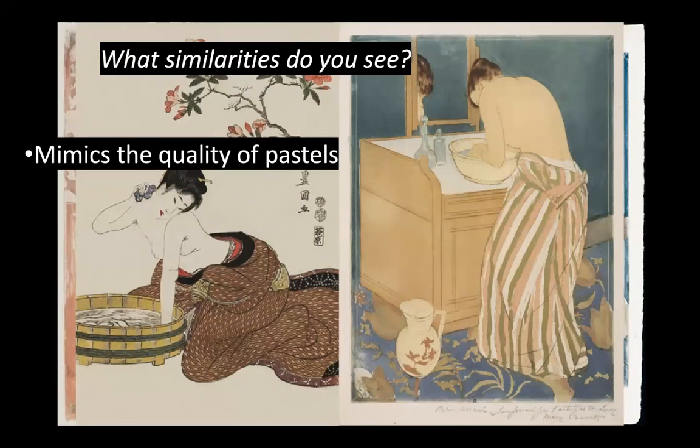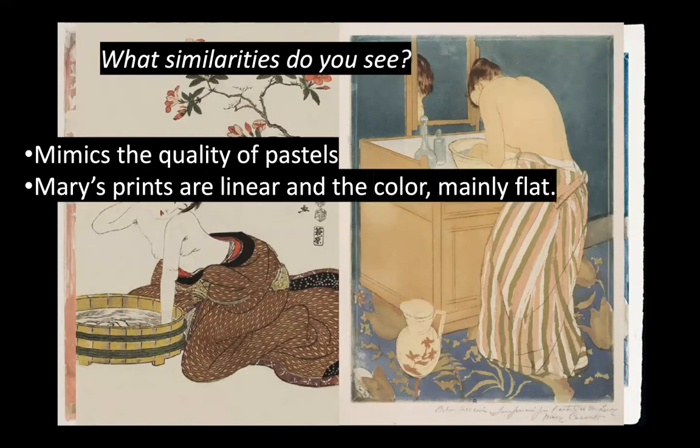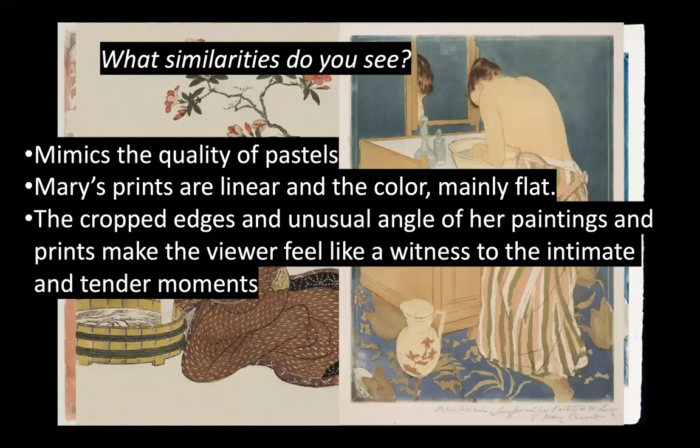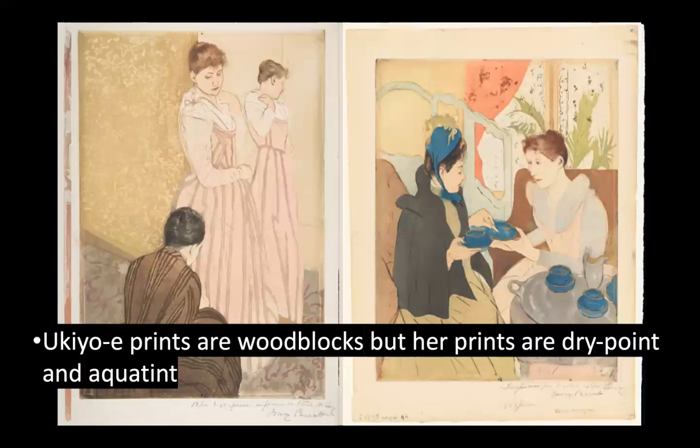All right, so her colors kind of mimic the quality of pastels. Her prints are very linear. The color is very flat. So no chiaroscuro or modeling going on in creating the forms. Cropped edges and unusual angle of her paintings and prints make the viewer feel like a witness to the intimate and tender moments, just like in the ukiyo-e prints. Another comparison, ukiyo-e prints are typically woodblocks. Her prints are made with dry point and aquatint.